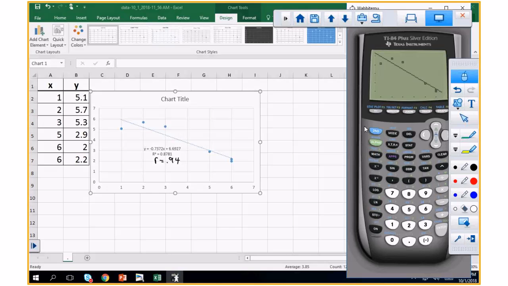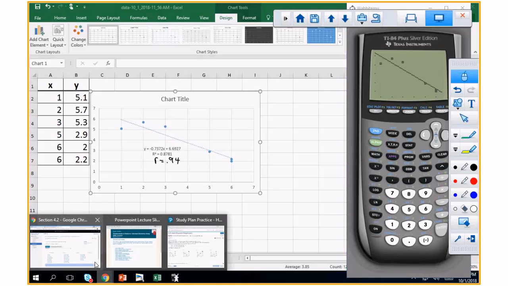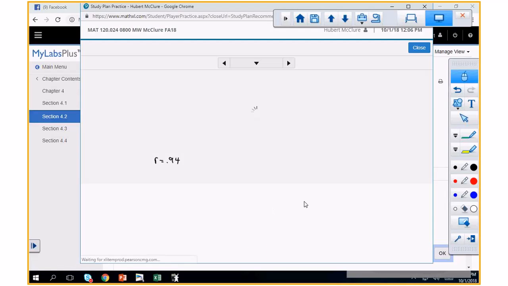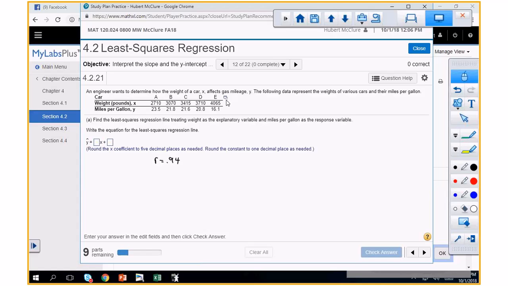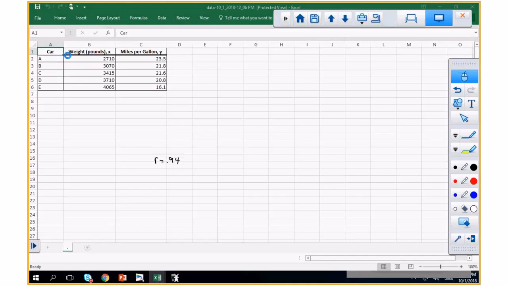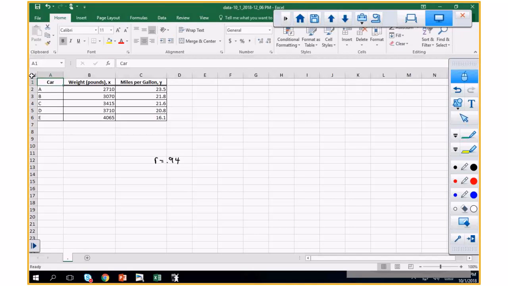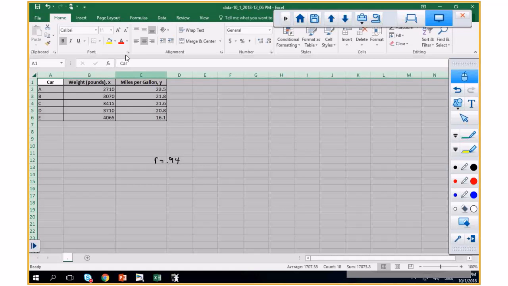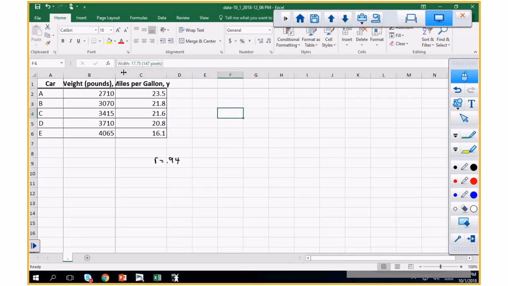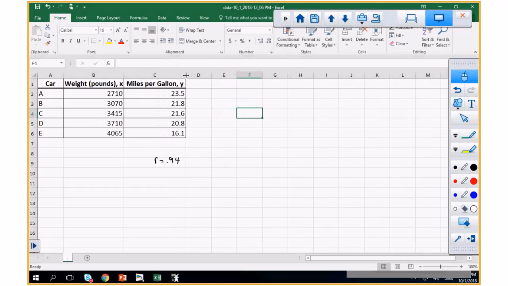All right, let's do one that has a little bit more information. Let's go back to the handy dandy homework. And that was that one. I'm going to pick this one. All right, I want you to do this one. Now I'm going to put it on the Excel spreadsheet so you can see it. I want you to do it on your calculator or your Excel spreadsheet, whichever one you have. If not, put it in your notebook and you can do it at home on the Excel spreadsheet.